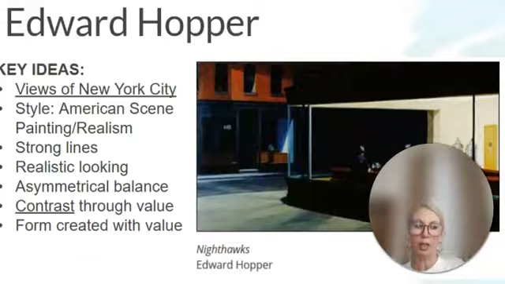There are several important characteristics to remember when looking at Hopper's artwork. Hopper used strong lines, his artwork looks realistic, and he often used asymmetrical balance. So that means the two sides of a composition or an artwork are not exactly the same, but can feel balanced. Another important characteristic is contrast through value.